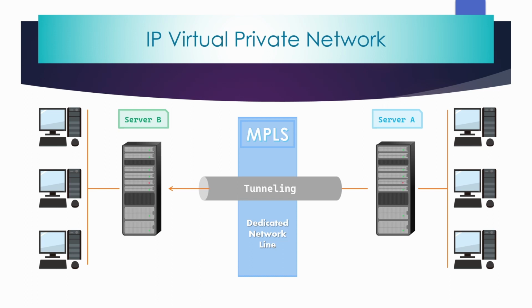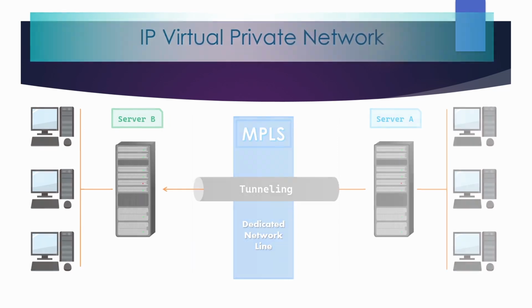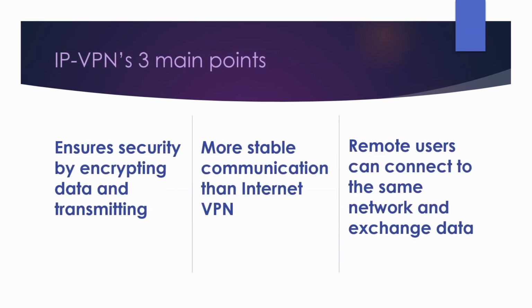Shown on the screen is a generalized diagram of how IP VPN works. As you can see, unlike Internet VPN, IP VPN goes through a dedicated network line instead of the Internet, thus providing better security and privacy. Here are IP VPN's three main points.